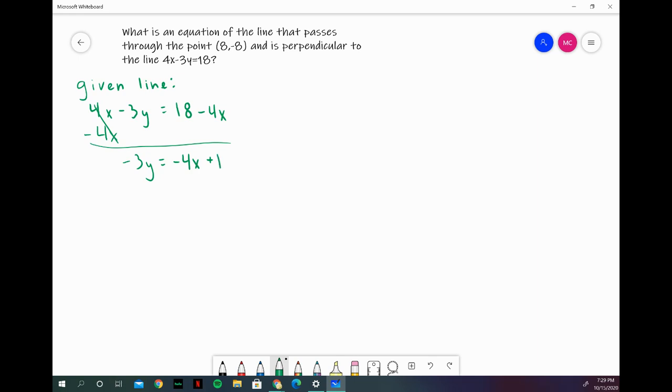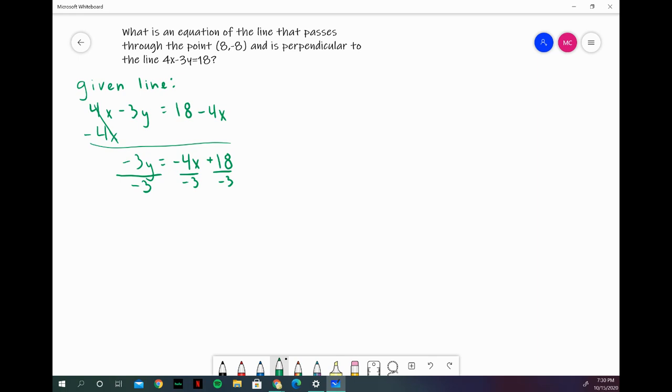I know that's a positive 18, so I can do this. And I'm not going to combine those two terms because one is being multiplied by x and the other is not. Now I have negative 3 times y, but I want this to be 1y. So the way I can make it 1y is by dividing by negative 3. But if I do that there, I need to do it to each term.